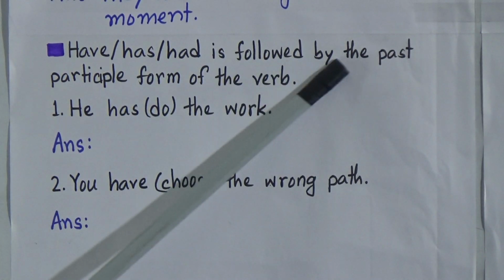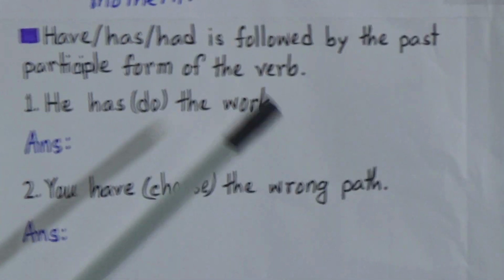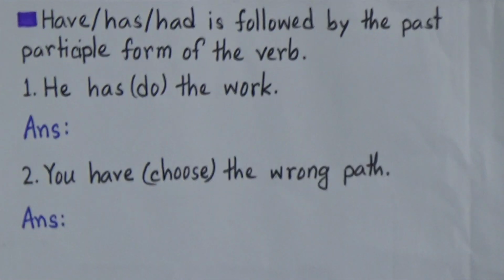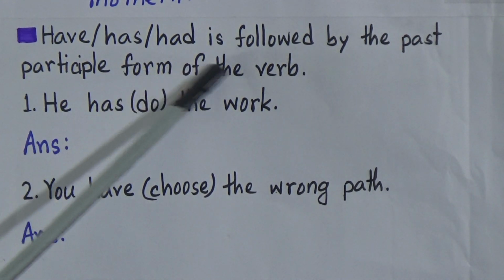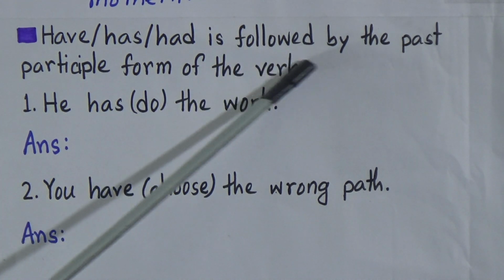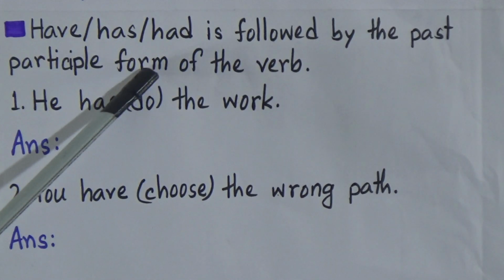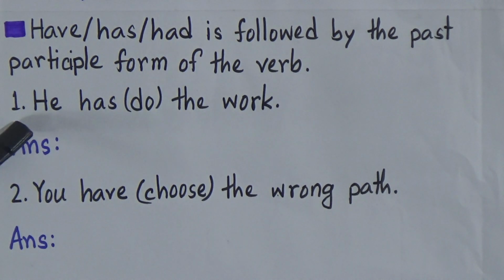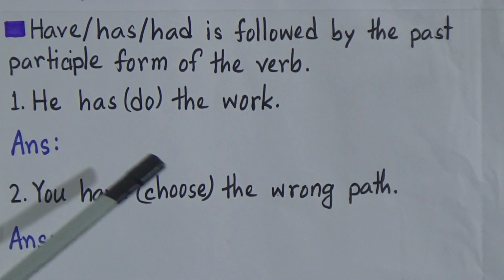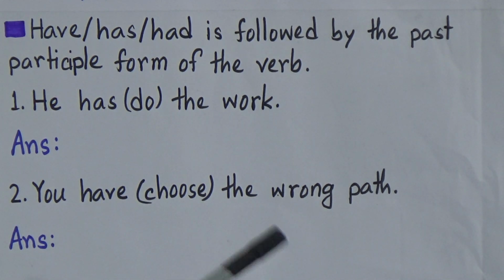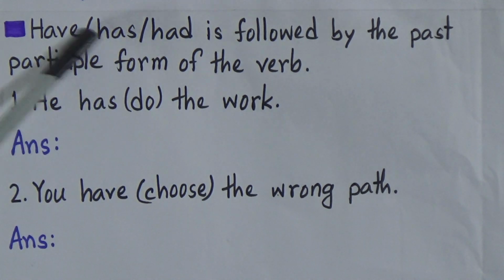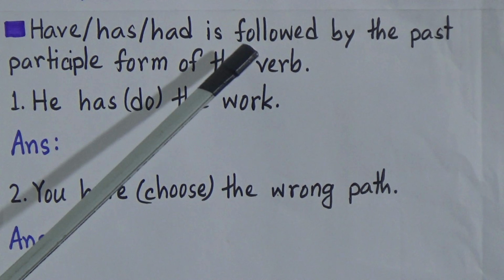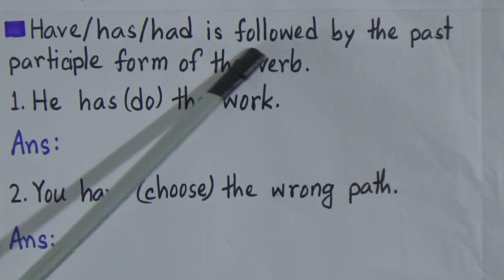Now the next rule: have, has, had is followed by the past participle form of the verb. So if you find the to be verb have, has or had in a sentence, the main verb will be in the past participle form. Actually it will be perfect tense, present perfect tense, past perfect tense, or future perfect tense. I mean after the verb have, has or had, you will use the past participle form of the main verb.